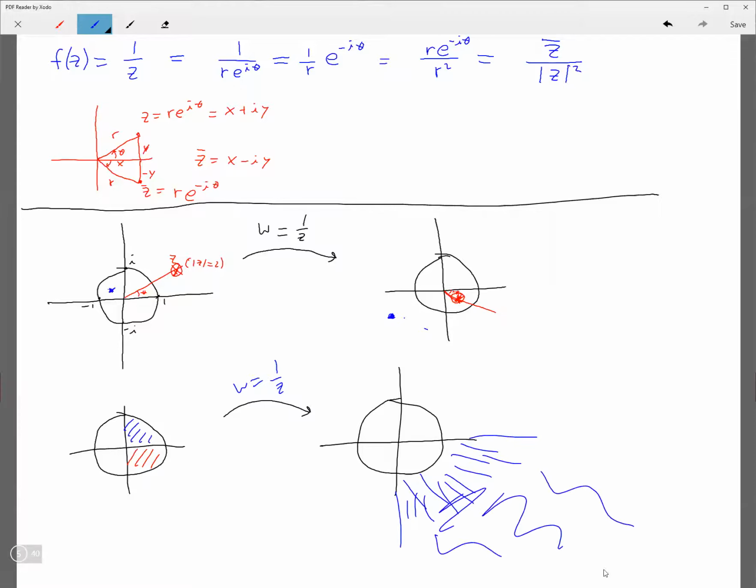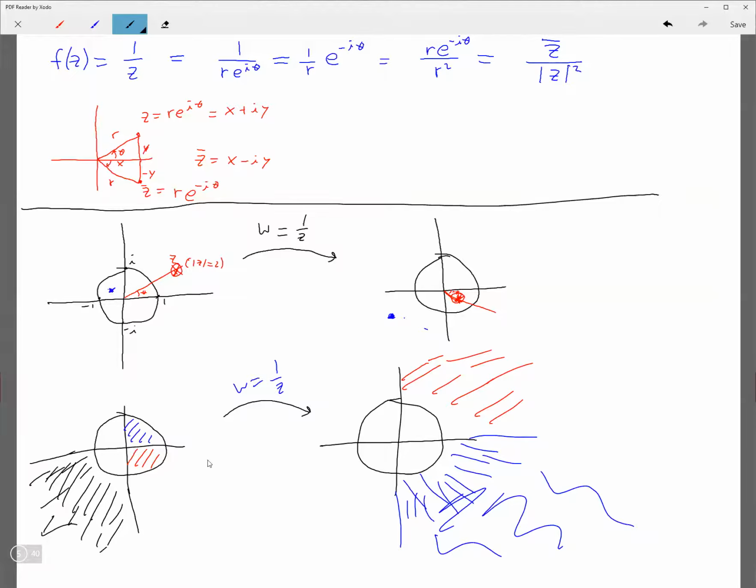Okay, and then the red is going to go to where? The first quadrant, right? So the red's going to go to the first quadrant, and it's going to be everything outside there. Okay, and then let's say we had this region here, all this, in the third quadrant, where's that going to map to? The second quadrant inside here, right? Inside there.